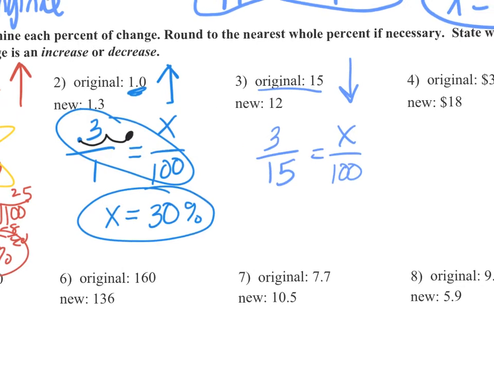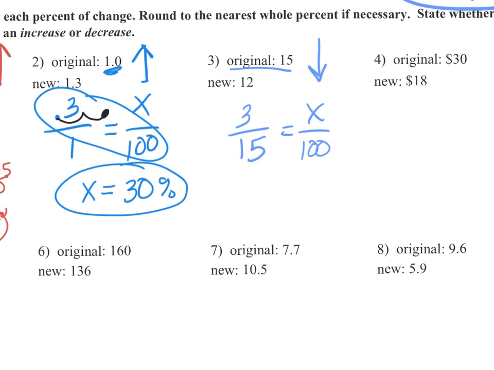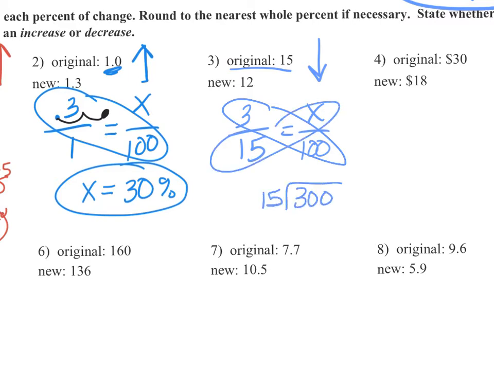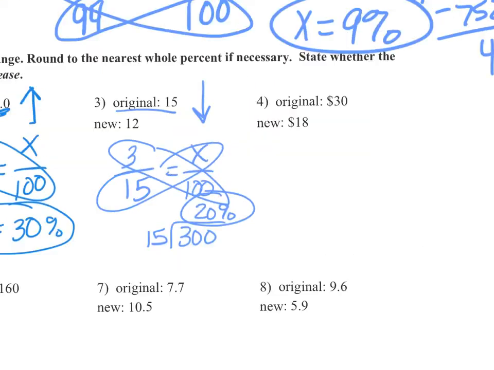And then x over 100 because we're looking for percent. So we cross multiply and divide. 20. Good. Smart. So 300 divided by 15 is 20.